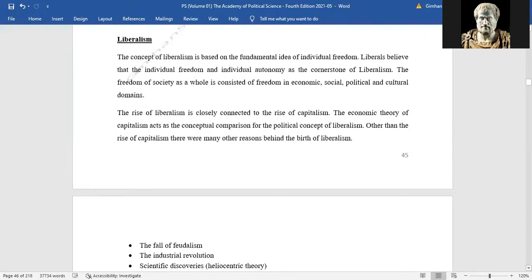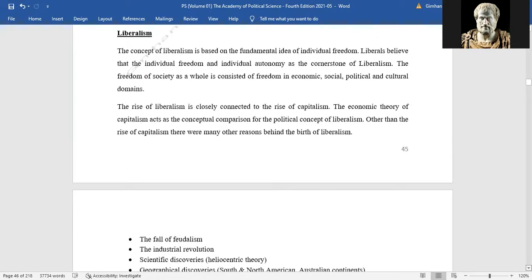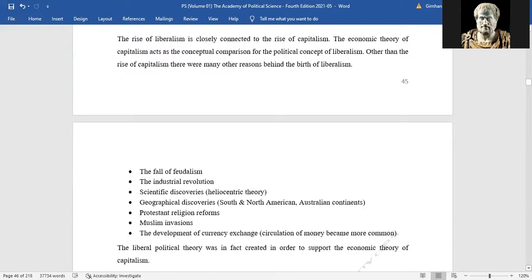Liberalism. The concept of liberalism is based on the fundamental idea of individual freedom. Liberalism regards individual freedom and individual autonomy as the cornerstone of liberalism. The freedom of society as a whole consists of freedom in economic, social, political, and cultural domains. The rise of liberalism is closely connected to the rise of capitalism. The economic theory of capitalism acts as the conceptual counterpart for the political concept of liberalism.